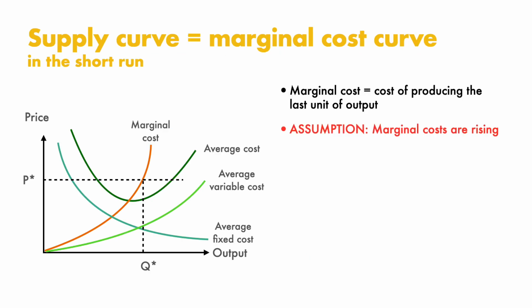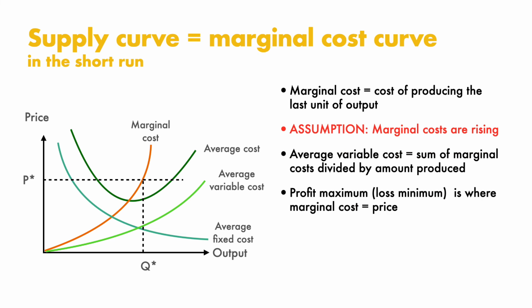So what happens in the short run? Let's assume that capital is fixed. So we have only the decision to hire workers. Every additional worker costs the same wage and increases total production. The assumption is that each additional worker is less productive than the previous one and adds fewer additional units of output. That is the same as saying that marginal costs are rising. The marginal cost is defined as the cost of making an additional unit of output.